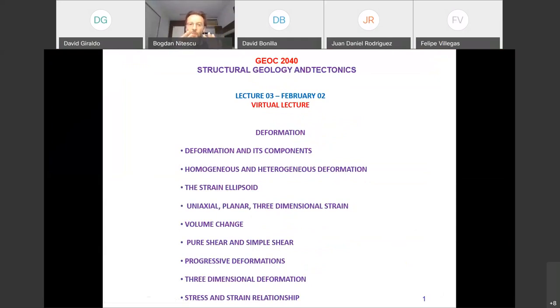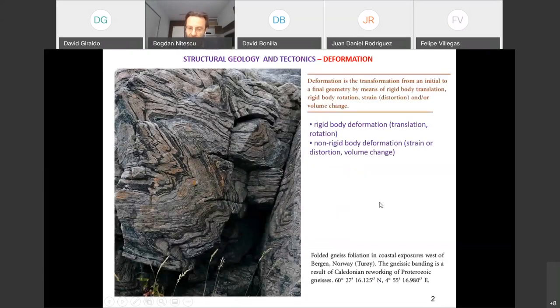As I said, we talk about deformation, and you will see what is the difference between deformation, which you all understand, and strain. Deformation and strain, because you see this word deformation here, and you see the word strain. So let's go through it. And this is from the textbook, but I think it is a very good picture. So that's why I took it.